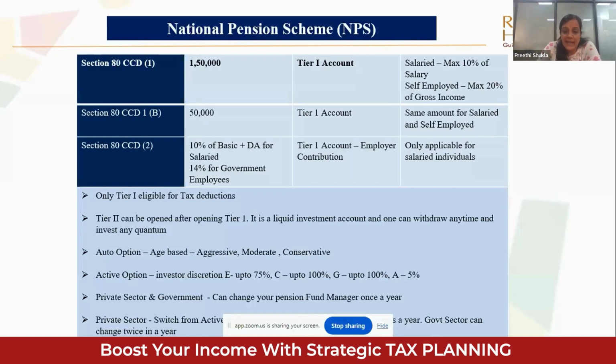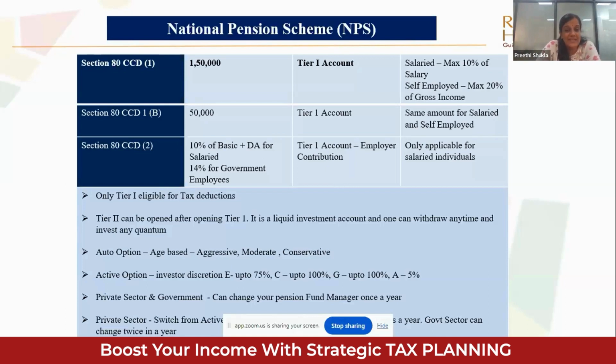Okay, so only the tier 1 account is eligible for tax deduction. Tier 2 is just like any other mutual fund account. Once you open the tier 1 account, you can open it, put in money, and withdraw anytime. The rules are a lot more flexible and free, but you will not get any tax benefit for what you put into tier 2. If you choose the auto option, you have two different options.